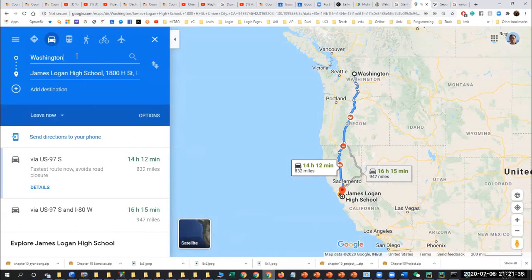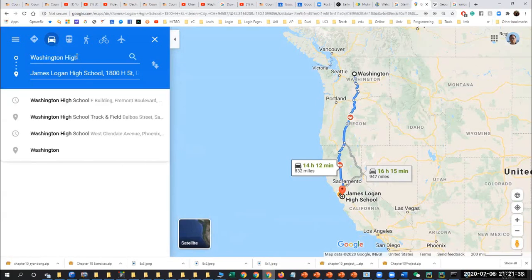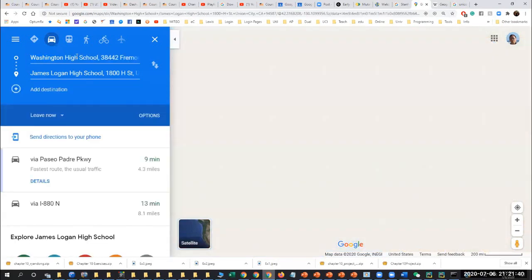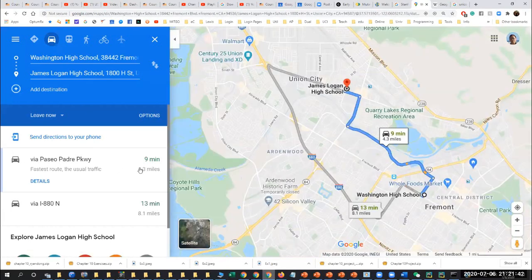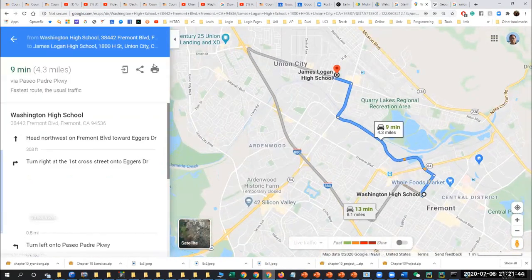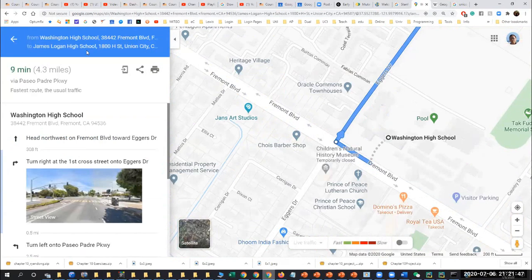Washington High School, 4.3 miles, right? See? By driving, it's 4.3 miles. And the red distance, I think, is shorter. Is that okay?